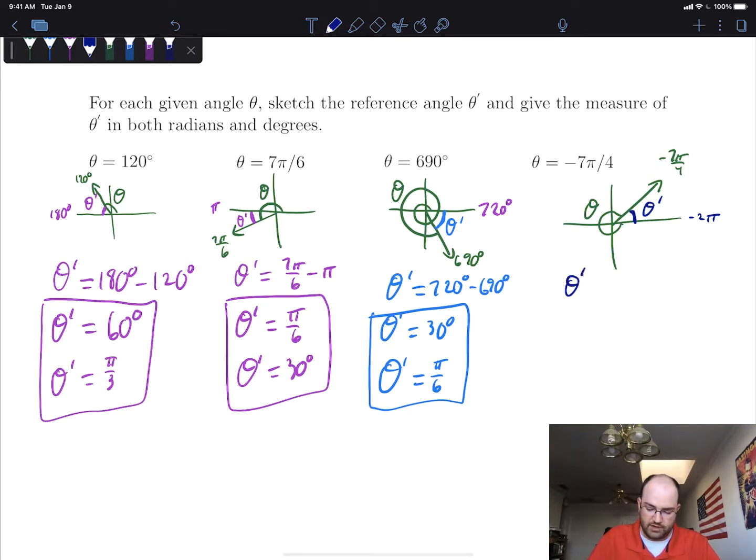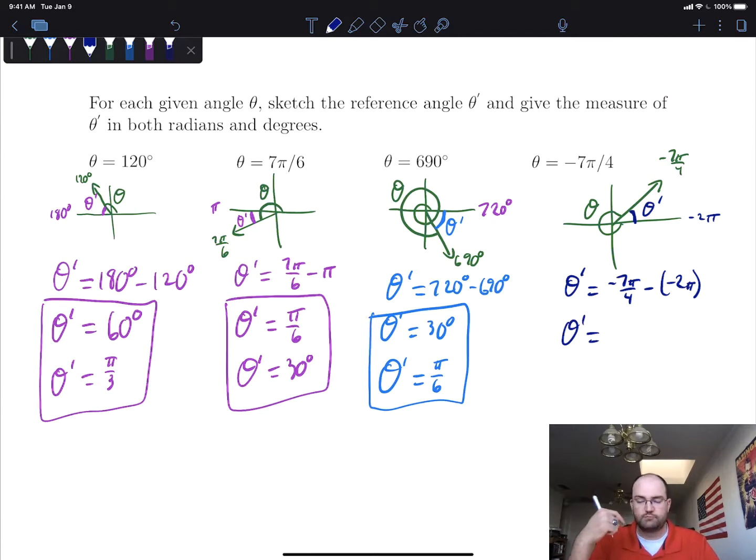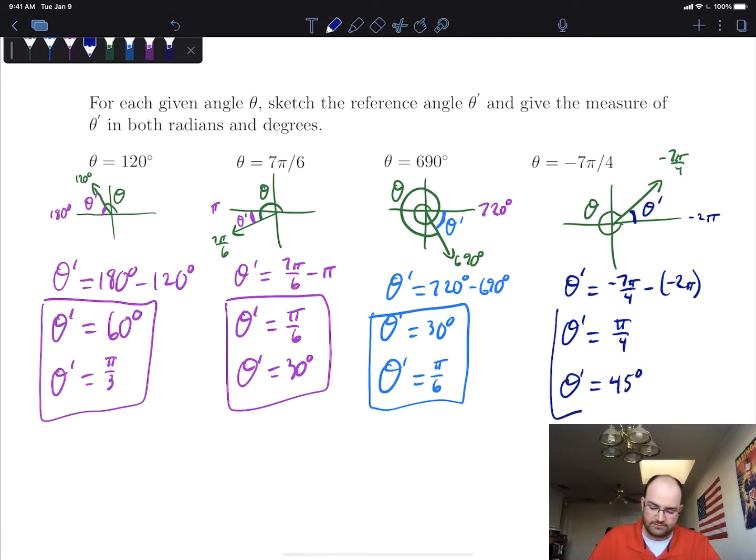So theta prime would be the negative 7 pi over 4 minus the negative 2 pi. The reason I put the negative 7 pi over 4 first is because it's the largest of the two. It doesn't really matter. If you put an absolute value around this, that'd be perfectly fine as well, if you flipped it around. So just understand theta prime is always positive. So theta prime in this case is negative 7 pi over 4 plus 8 pi over 4, which gives us pi over 4, which of course is 45 degrees. And there you go. So these are the reference angles of these particular angles.